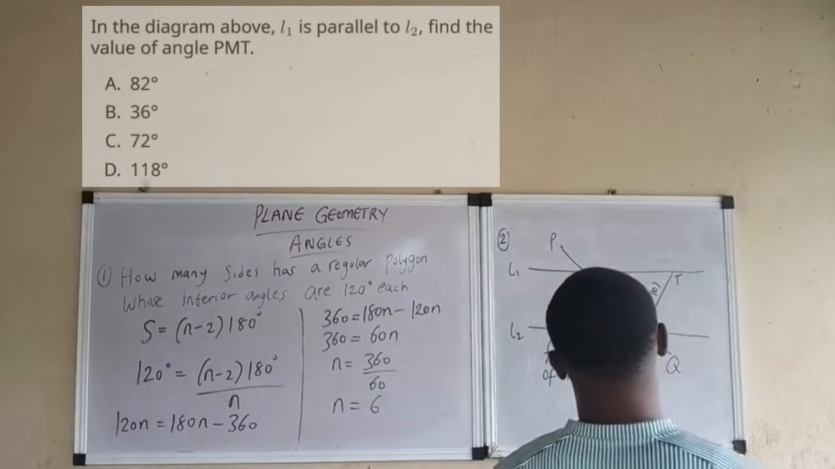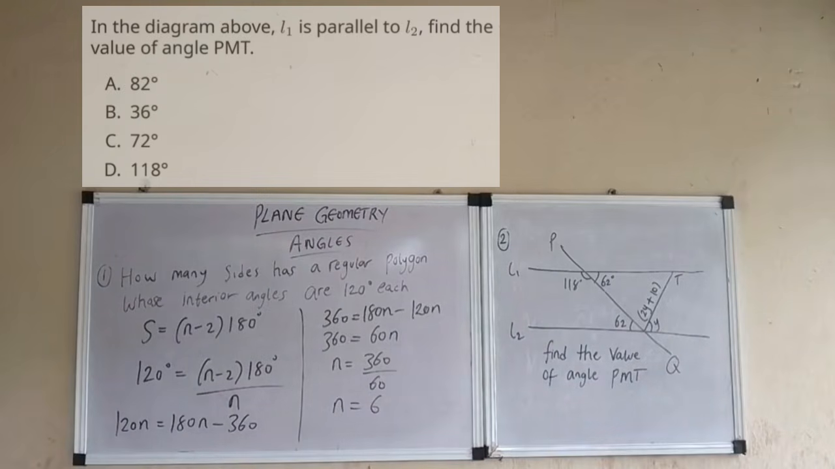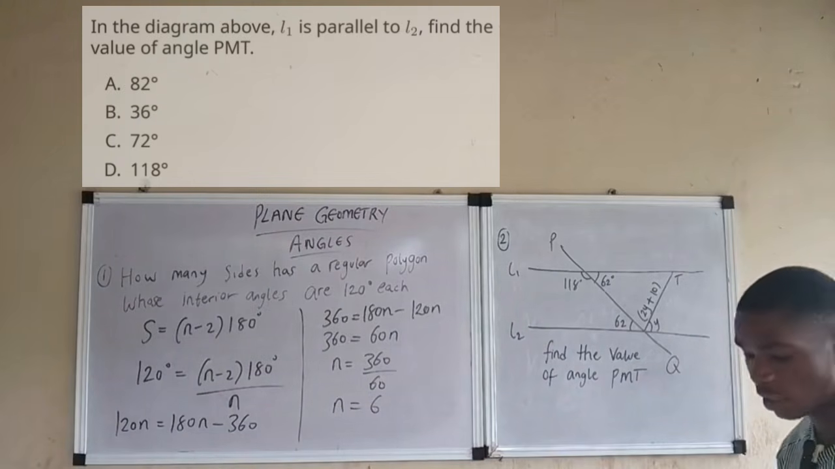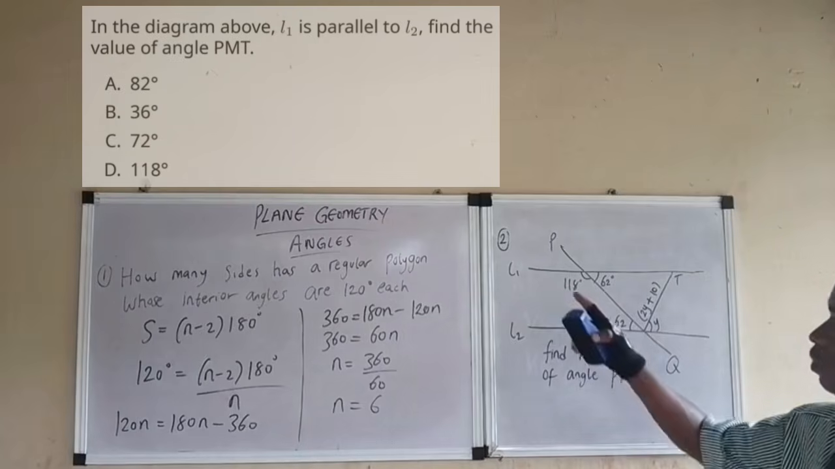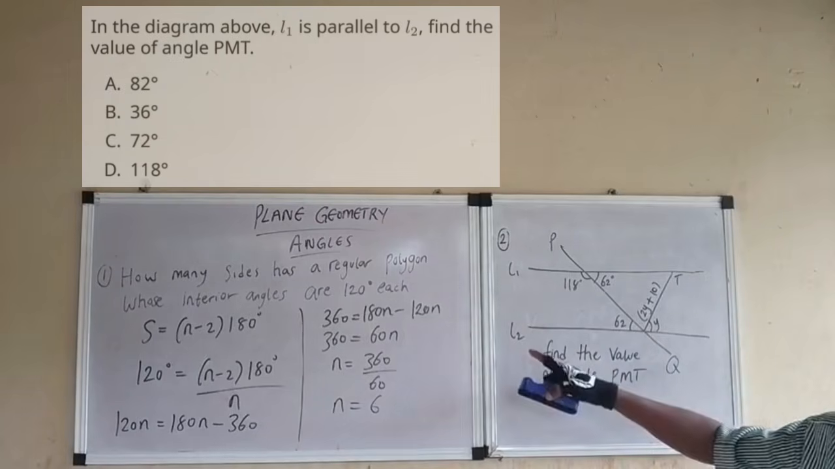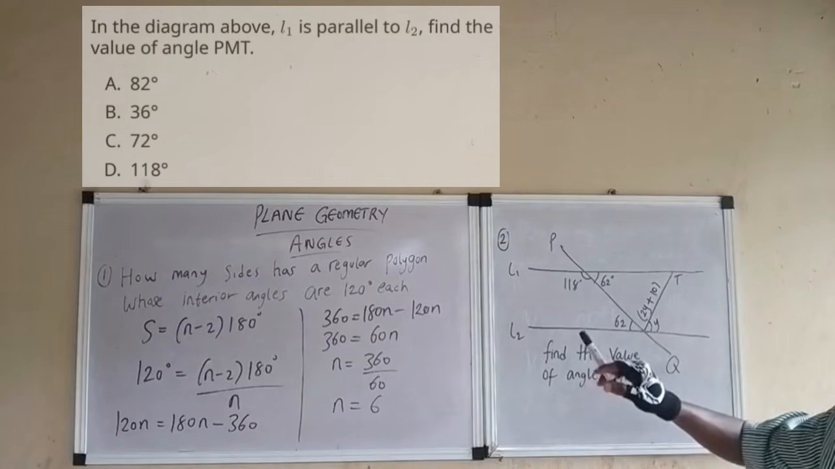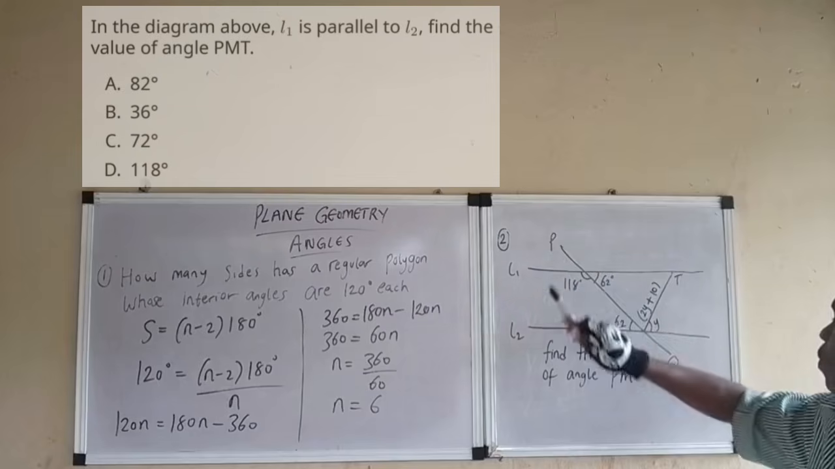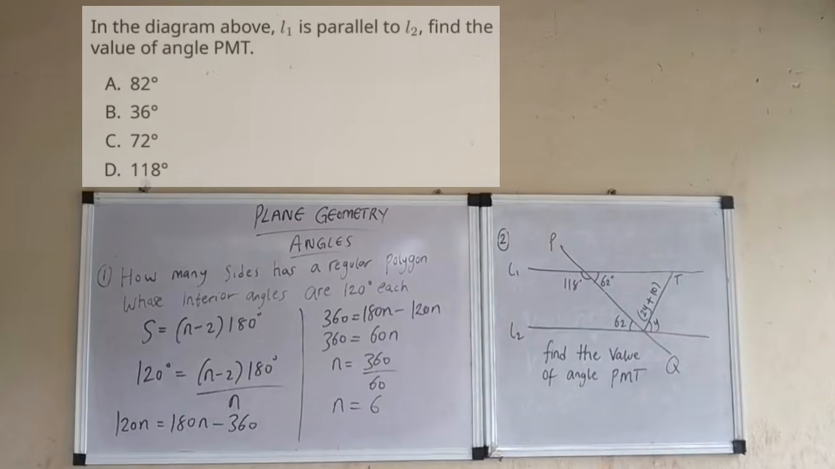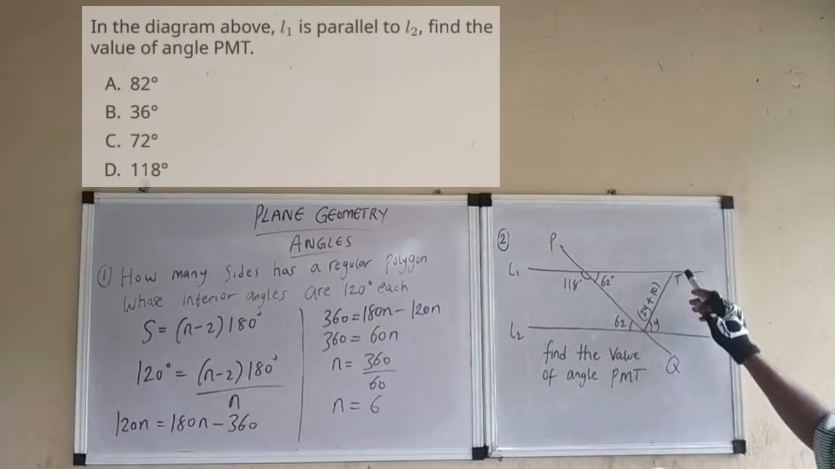Now, we have 2 parallel lines. Let me read the question. The question says, in the diagram above, L1 is parallel to L2. We have to find the value of angle PMT. Angle PMT. So this is P. And this is Q. This is T.